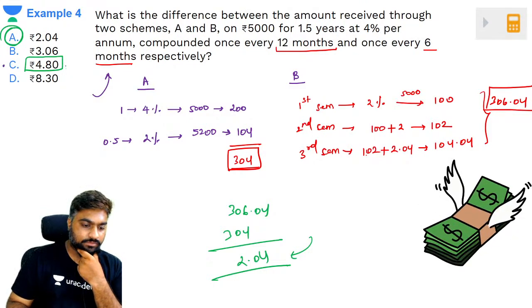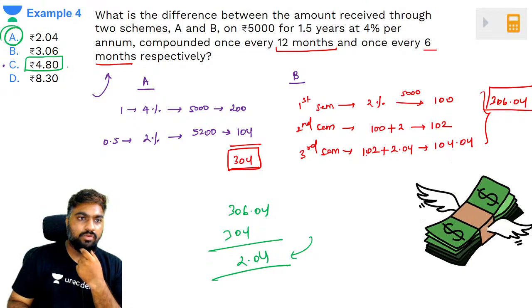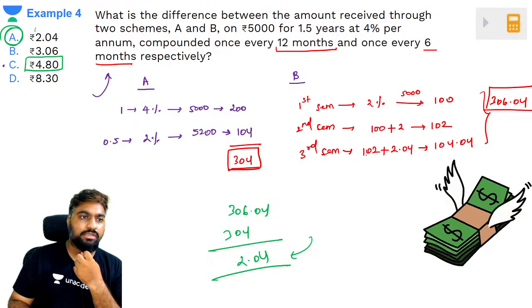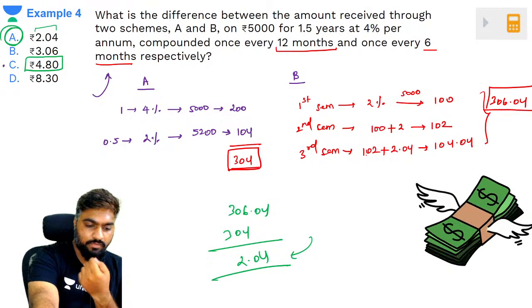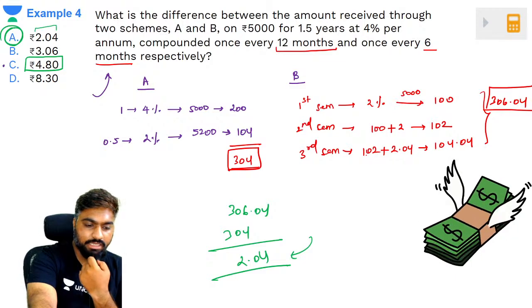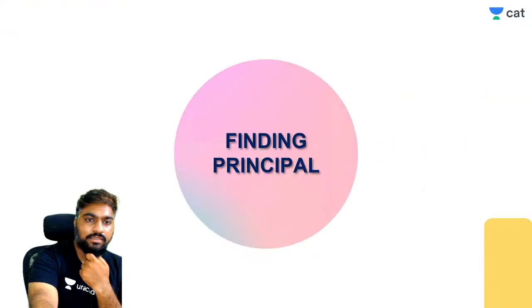Done? Whoever is getting 4.8, please check. It is 2.04. Okay? So Saurabh, Gaurav, please check. Abhinav, Jairaj, correct. A is the right answer.